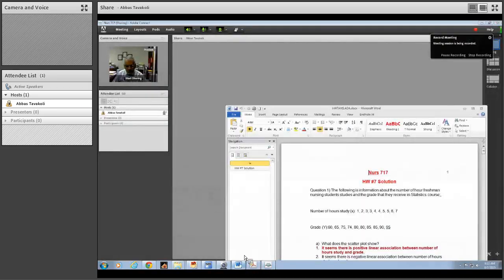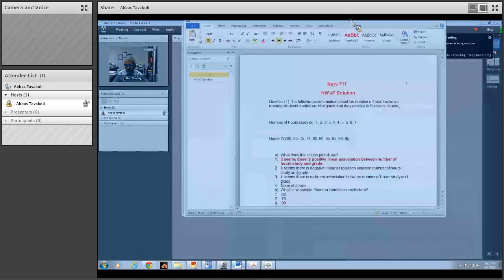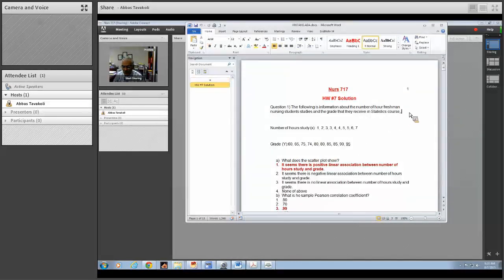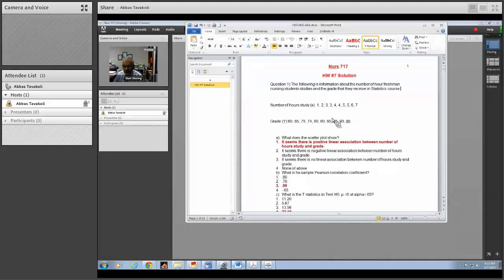Let me go over the solution for homework number 7. The first problem has two measurements: the number of hours of study and the grade the student received in a statistics course. For example, the student who studied 1 hour got a grade of 60, 2 hours was 65, 3 hours 75, 3 hours 74, and so forth.